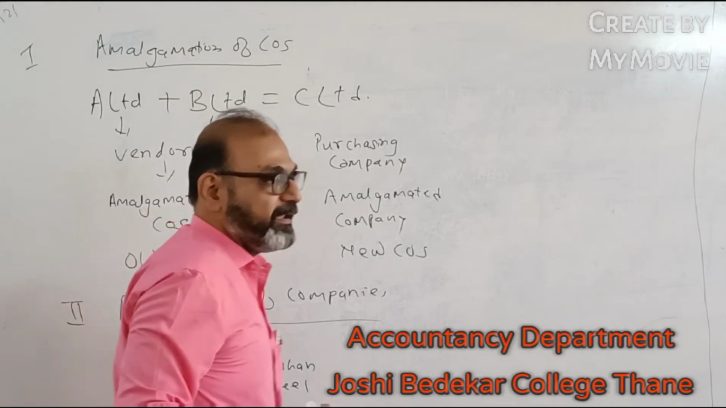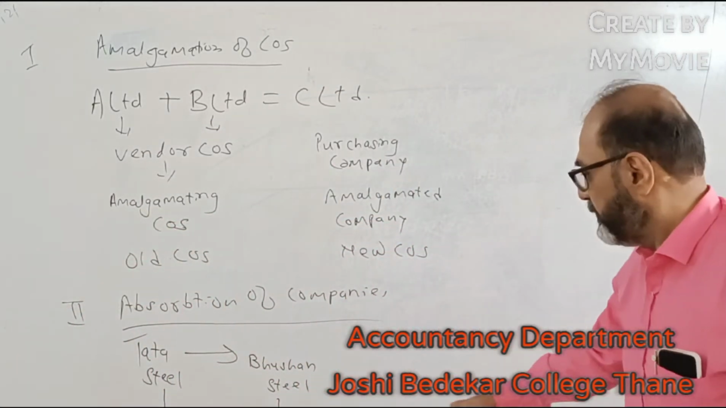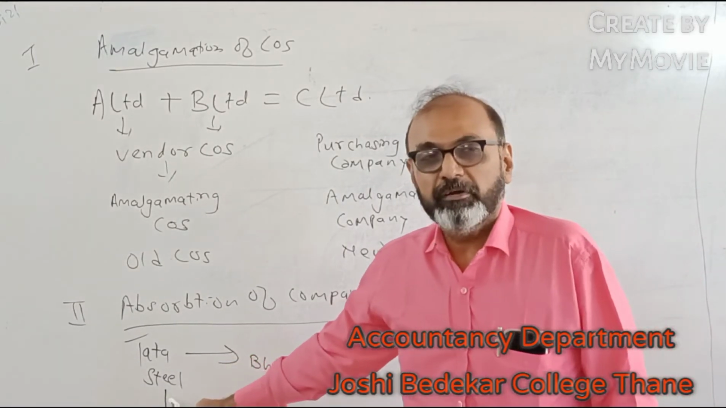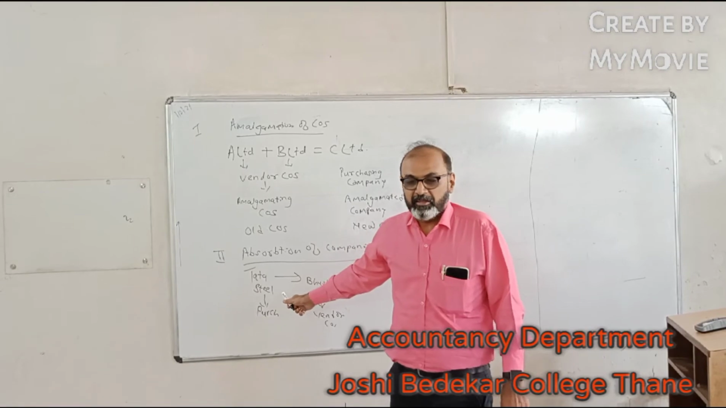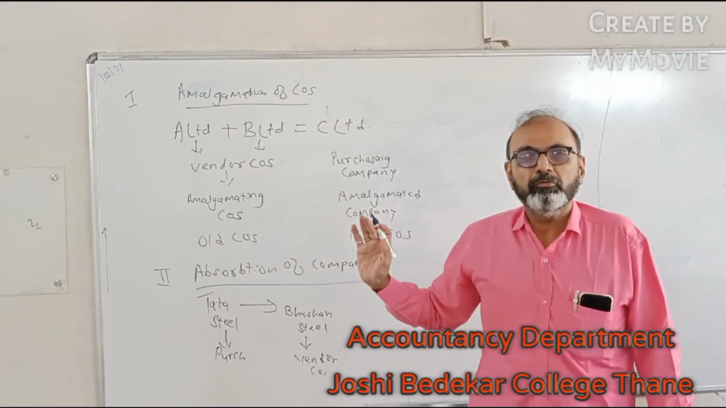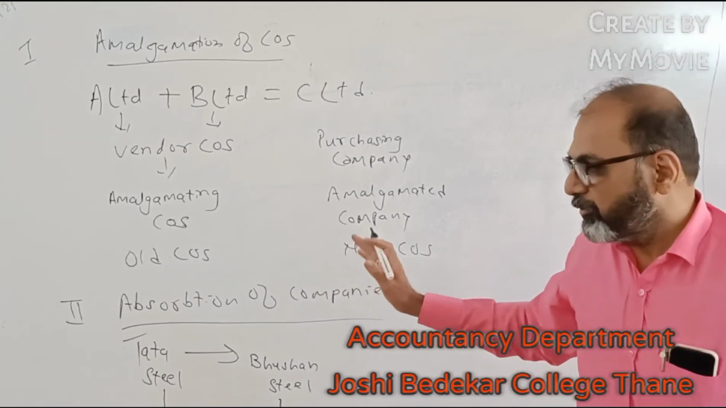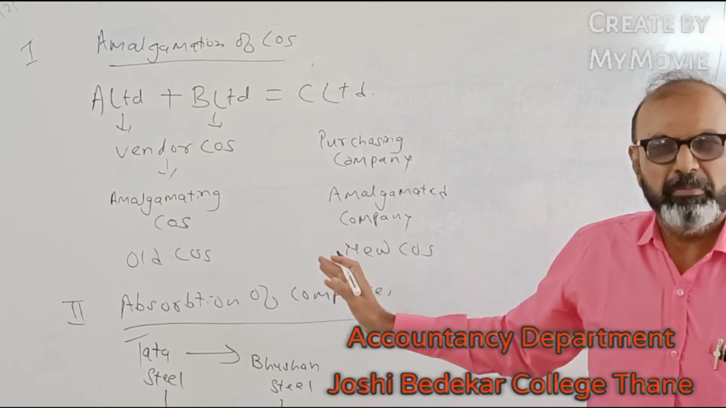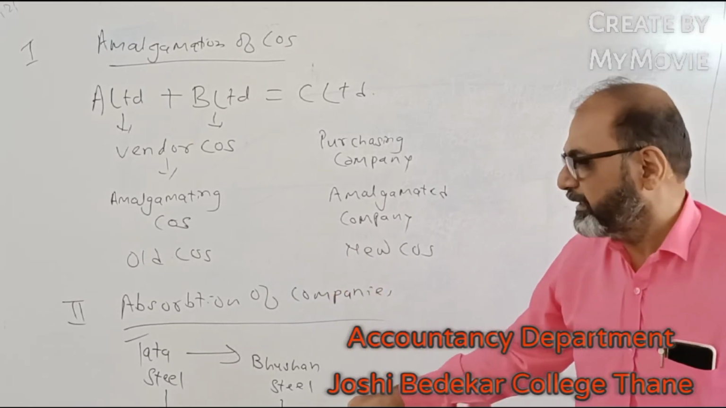So that means in this case, you have to close the accounts of Bhushan Steel and you have to pass the opening entries in the books of Tata Steel Limited. Okay. These concepts are to be understood very nicely because this will help you to solve the sums. Not only to solve the sums, it will also help you to tackle the questions of MCQs. Be very prepared about this particular aspect.